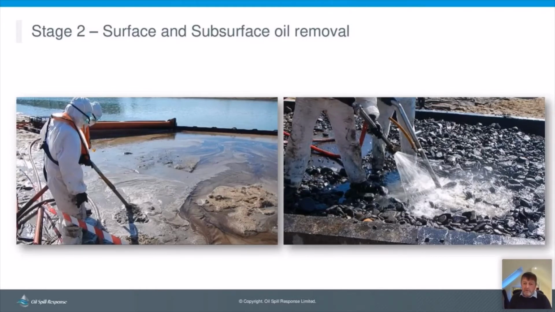You'll have noticed that I've constantly mentioned low pressure flushing there. What you wouldn't want to do on many of these shoreline types is high pressure washing, because by high pressure washing, you'll be sterilizing the area, and we'll talk a little bit more about that later on. So low pressure, so you're not taking away a lot of the organisms and species that are living there as well.